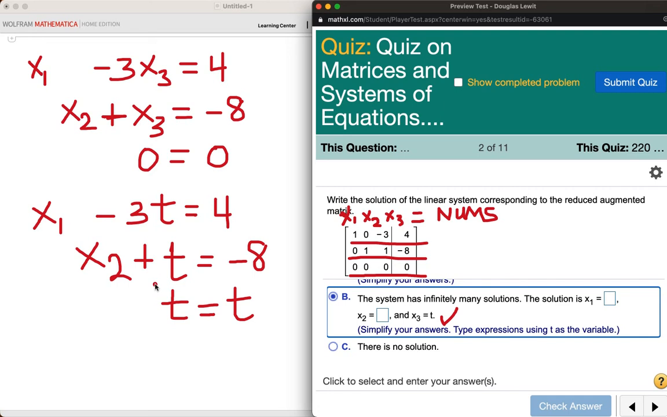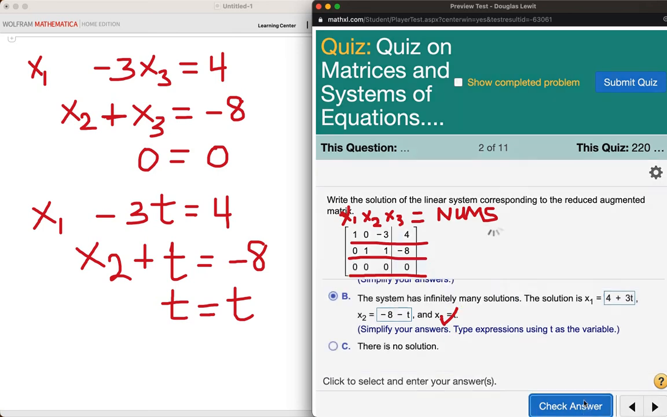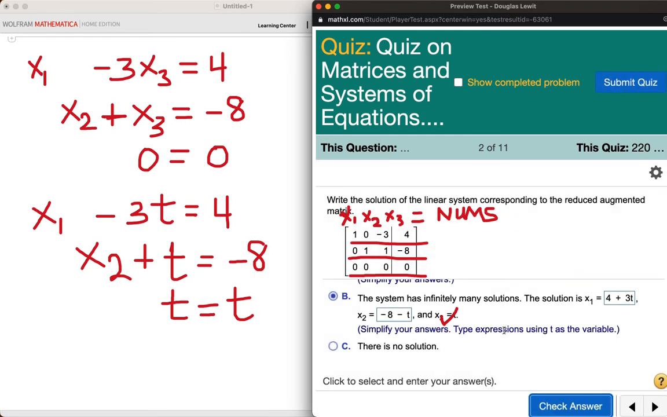So that simply means x2 has to be -8 minus t. Just basic algebra right here. And then x1 has to be 4 plus 3t. And that should be correct. Your input is correct, score 100%, okay? So that really shouldn't be too difficult.